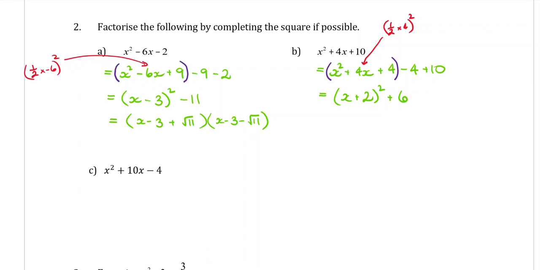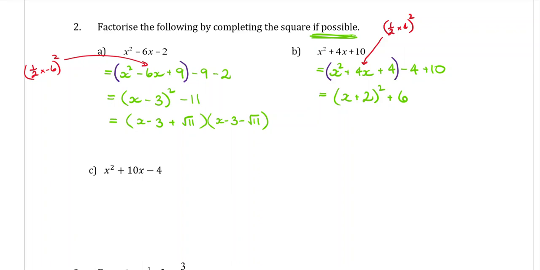Now in the last question, I was then able to factorize further using the difference of 2 squares. This question, unfortunately, I have got a plus sign between my 2 terms there. So unfortunately, you can't do a difference of 2 squares if there's no minus sign. So this is something that we cannot factorize further. So that's where the if possible comes into the question. We were able to get part of the way, but we weren't able to completely factorize because there was no minus when I got to this point of the question.